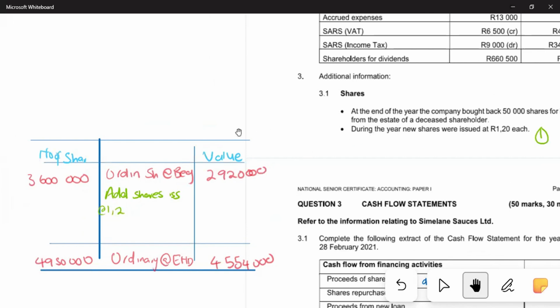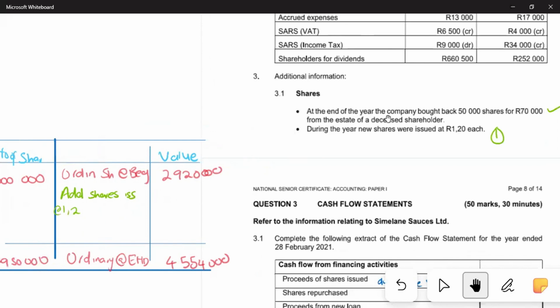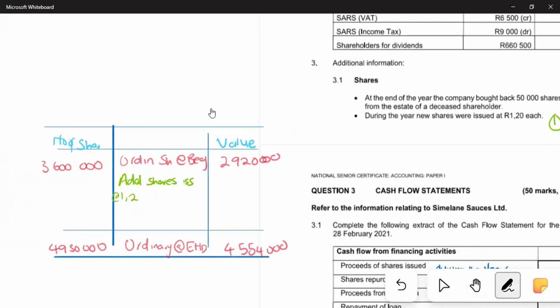Also, this information says at the end of the year, the company bought back 50,000 shares. This is at the end. So they repurchased 50,000 shares. I'm going to put them in brackets. 50,000 shares were repurchased.